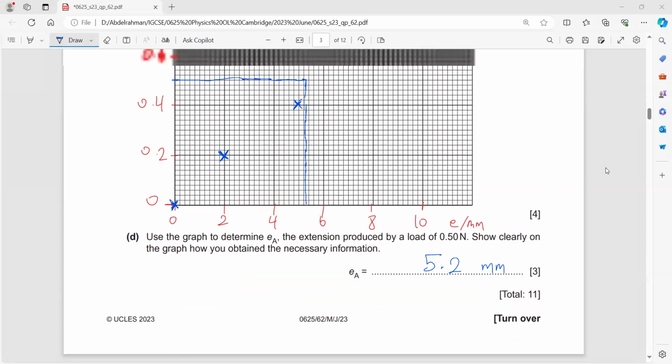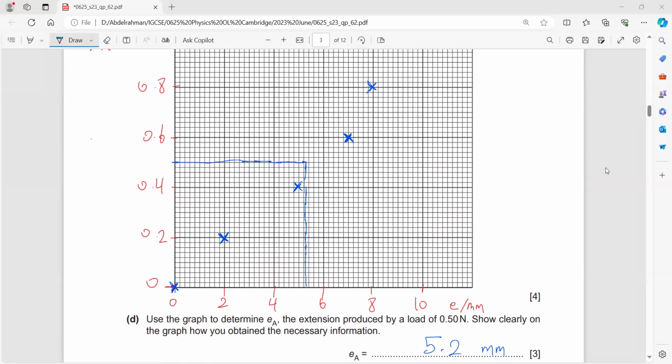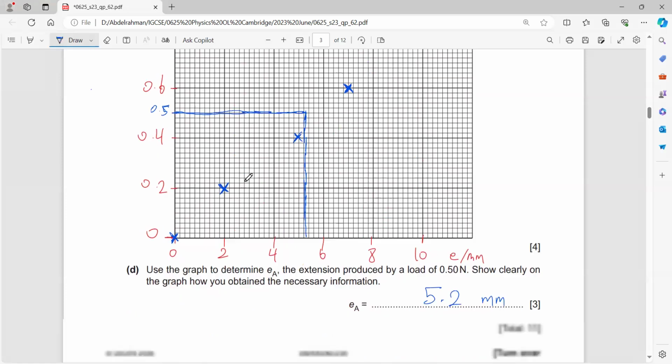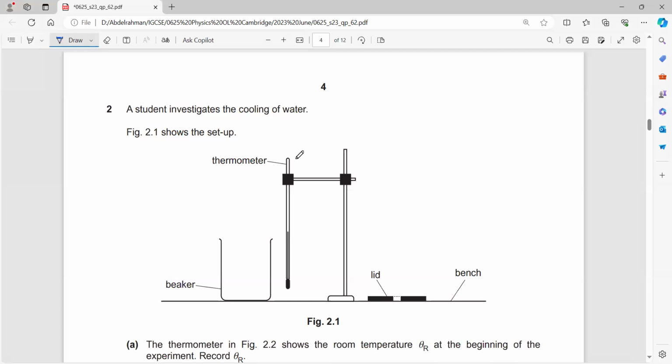Okay, you have to draw this line. You have to draw the horizontal line like this, and then the vertical line this way. Okay, good. Next question.